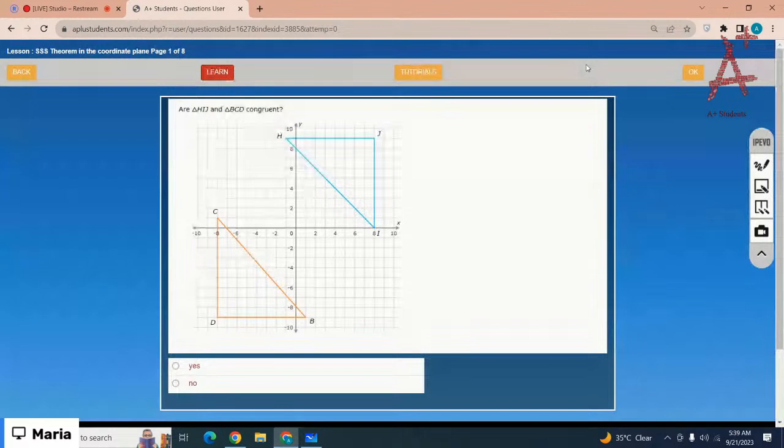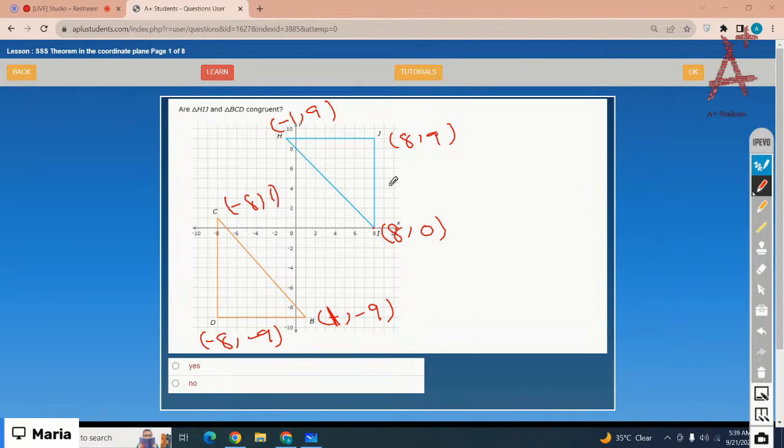Okay, to see if these triangles are congruent, they must have the same side lengths, right? So you have to calculate their side lengths. Either you can use the distance formula or do it without any formula, right? They have the same x coordinate, right? That means their distance is just 9, right? Then HJ is also 9. So for HI, you have to apply the distance formula, right? So for this one, negative 8 and negative 8 is the same.